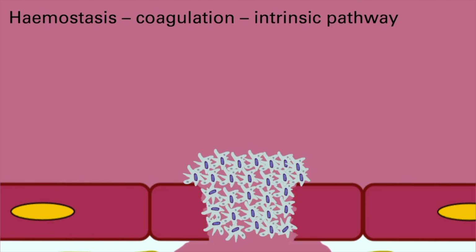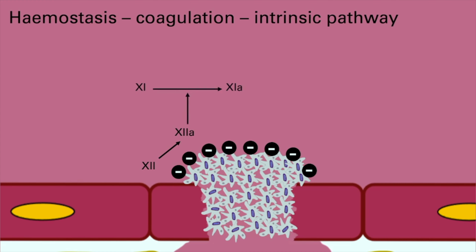Looking at the intrinsic pathway, which is so named because all the components needed for its activation are present within the blood. The first clotting factor to be activated is factor 12, which interacts with the negatively charged surface of the platelets and converts itself to the activated form 12A. 12A in turn activates factor 11, converting it to 11A. 11A sequentially triggers the activation of factor 9, forming factor 9A.